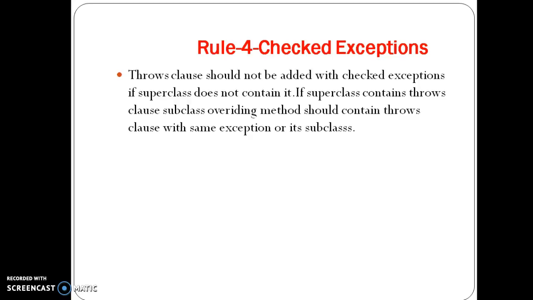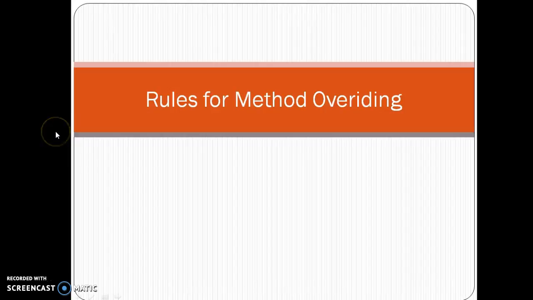Suppose in superclass I have a method m1 which throws IOException. So the overriding method should contain the same IOException but cannot directly contain Exception. If superclass throws a checked exception, the subclass should throw the same exception or its subclass, but should not be the parent. So this is rule 4. These are the 4 important rules related to method overriding.